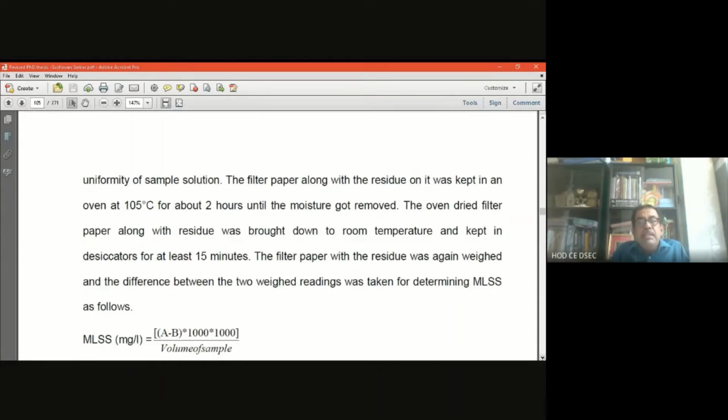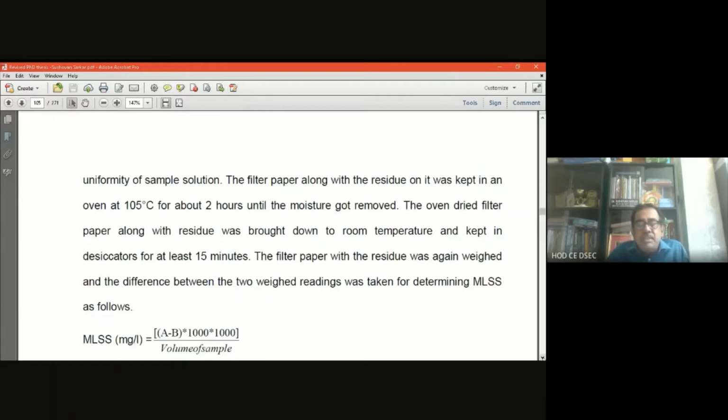Now you filter this, and the filter paper along with the residue, you keep in the oven at 105 degrees centigrade for 2 hours until the moisture gets removed. So it is heated in the air oven dry process until the moisture gets removed. Simultaneously, it must be seen that the paper should not be burnt. So the optimum heat should be there just to remove the moisture. That is the basic purpose.